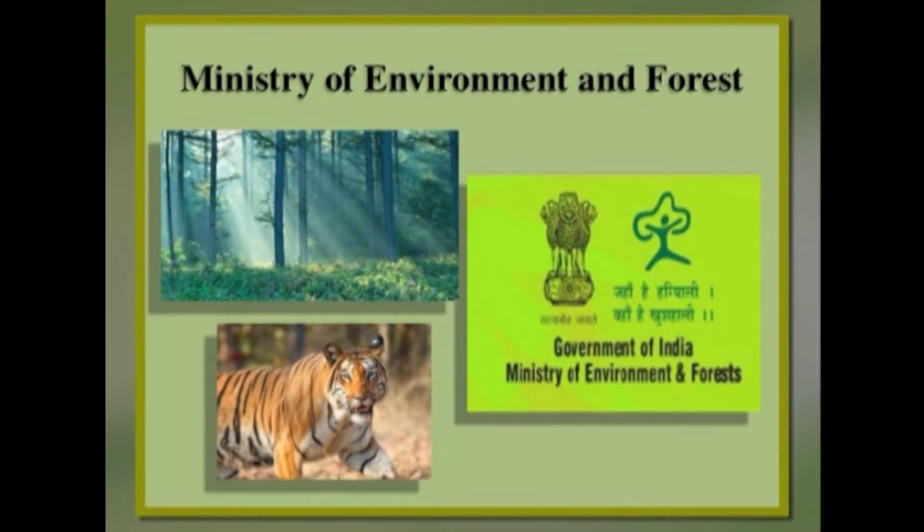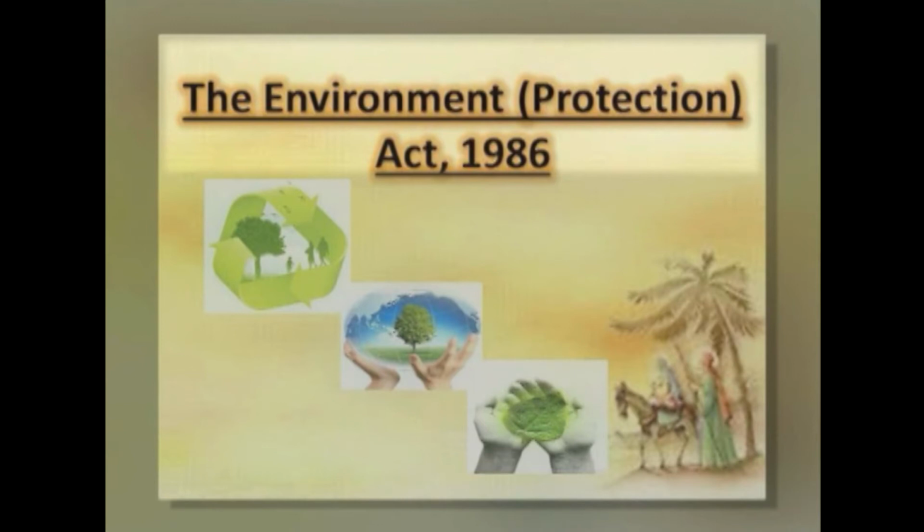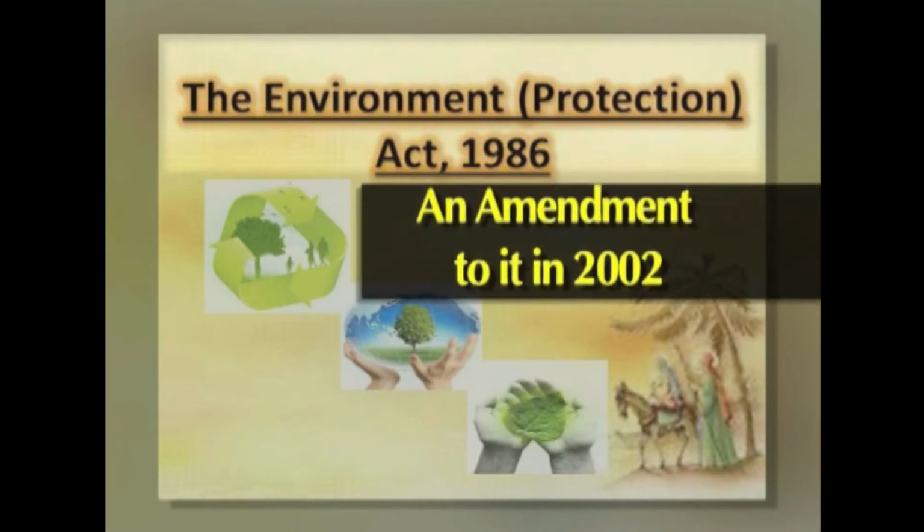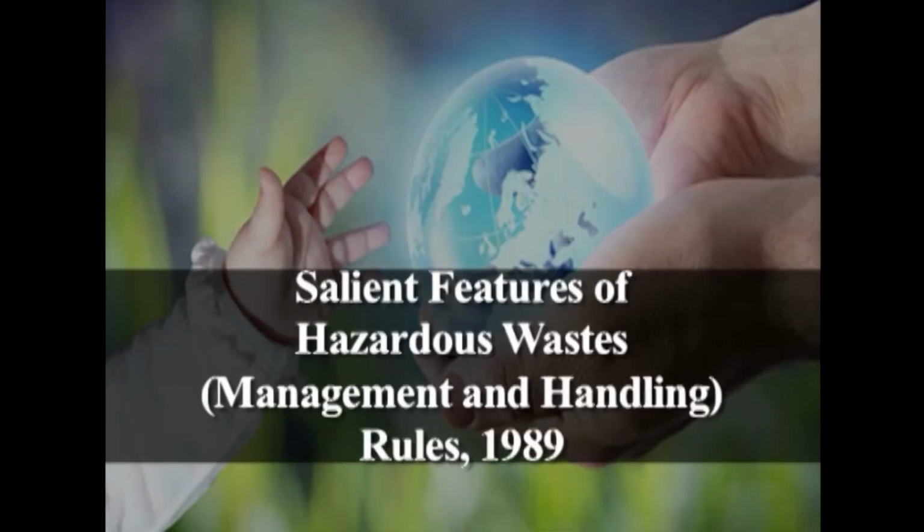The Hazardous Waste Management Rules 1989. The Ministry of Environment and Forests enacted the umbrella legislation Environment Protection Act in 1986 and an amendment to it in 2002. Subsequently, the Ministry of Environment and Forests promulgated the Hazardous Waste Management and Handling Rules in 1989 and amendments in 2000 and 2002. The efforts to draw up inventories of hazardous waste generated in the country were initiated. Let us deal with the salient features of Hazardous Waste Management and Handling Rules 1989.